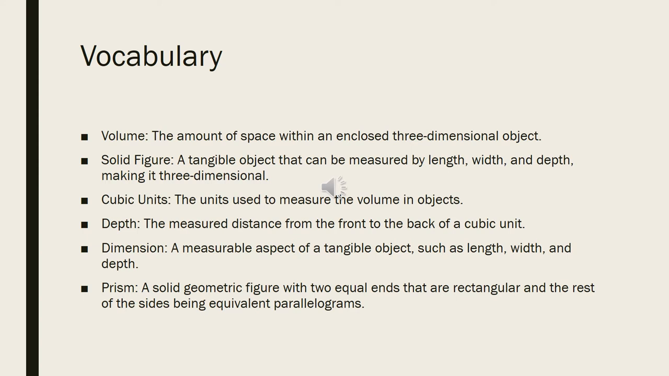And a prism is a solid geometric figure with two equal ends that are rectangular and the rest of the sides being equivalent parallelograms. So this is basically taking certain 2D shapes and then making them 3D. So instead of a rectangle, we would have a rectangular prism, to where that rectangle now has more sides and faces, to where it is three-dimensional as opposed to only two dimensions, which would be length and width. So a prism is simply a shape that now has depth, but that also makes it a solid figure.